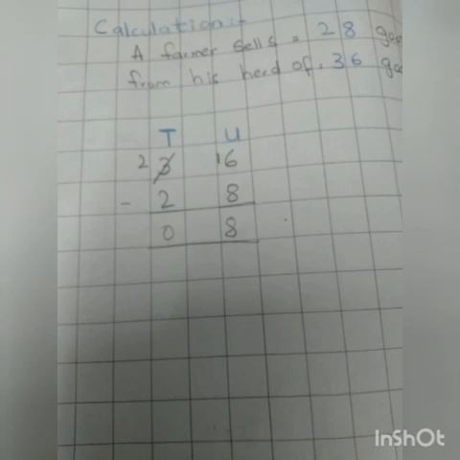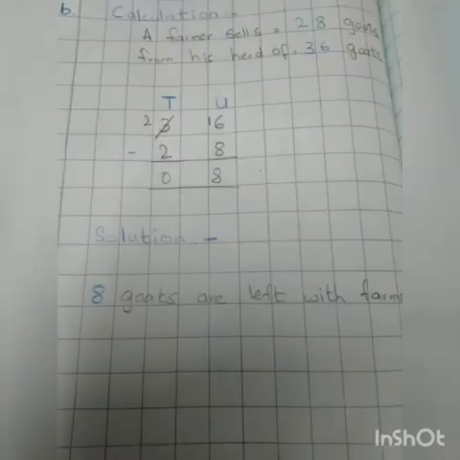So 8 goats are left with the farmer. From his herd of 36 goats, a farmer sells 28 goats, so 8 goats are left with the farmer. I hope you all understand. Now review all the sums A, B, C, D and E and do it in your notebook.